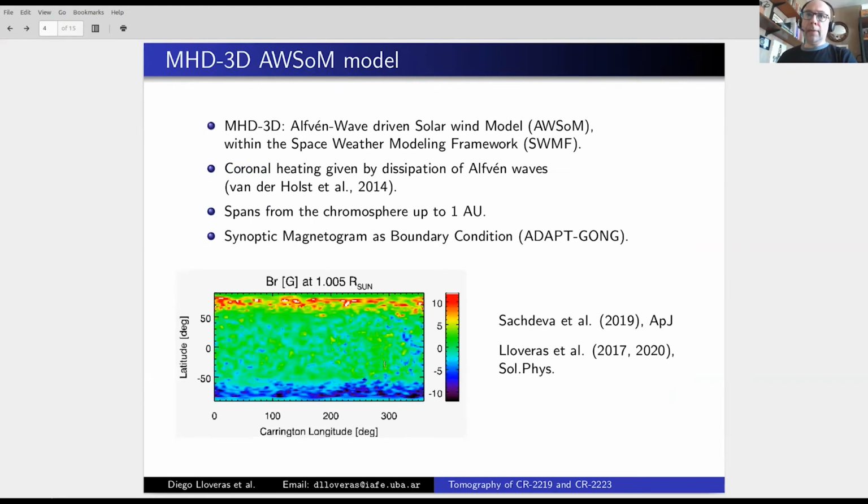So to complete this, I'm going to show you then how this compares to simulations of the same periods based on the AWSoM model, which addresses coronal heating, as you know, by Alfvén wave dissipation, and this is part of the Space Weather Modeling Framework. What I'm going to show you now is work in progress by Diego Choveras, and this is a series of efforts to carry out validation studies of the AWSoM model using different observational data, and in particular tomographic products. So I put here a couple of references.